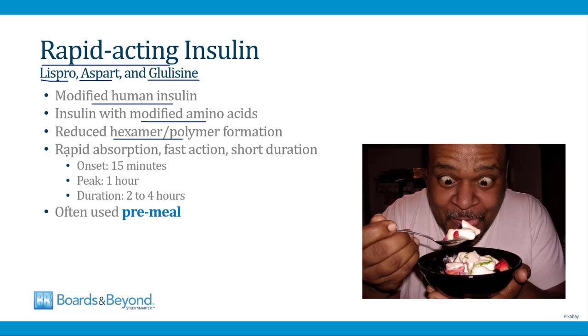So when they are administered subcutaneously, they are rapidly absorbed and have a fast onset of action but a short duration of action. So usually the onset is in about 15 minutes and the peak is in about an hour, and the total duration of action is about 2 to 4 hours. And because of these properties, these insulins are ideal for use pre-meal. Right before a meal, when there's going to be a spike in blood glucose after the meal, you want a short-acting insulin to prevent a surge in the glucose level and post-meal hyperglycemia.